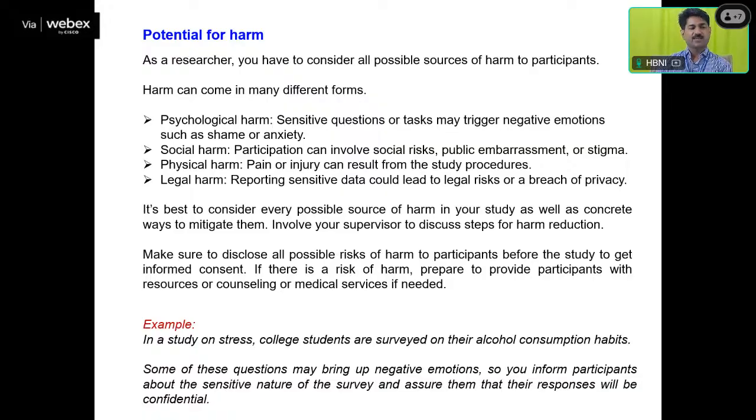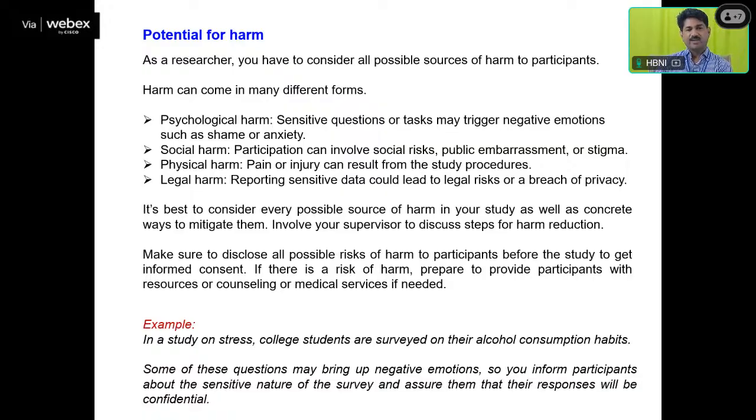Like I have already told, if you are telling about the various populations which are giving their opinion, after that there will be a social risk also. I'll not discuss much about this. And also physical harm, pain or injury can result from our study, like in medical research if we are conducting. So there is a possibility that it will lead to an adverse effect on the particular population. So in the preliminary study, we have to ensure that the physical harm is as minimum as possible. And also legal harm.